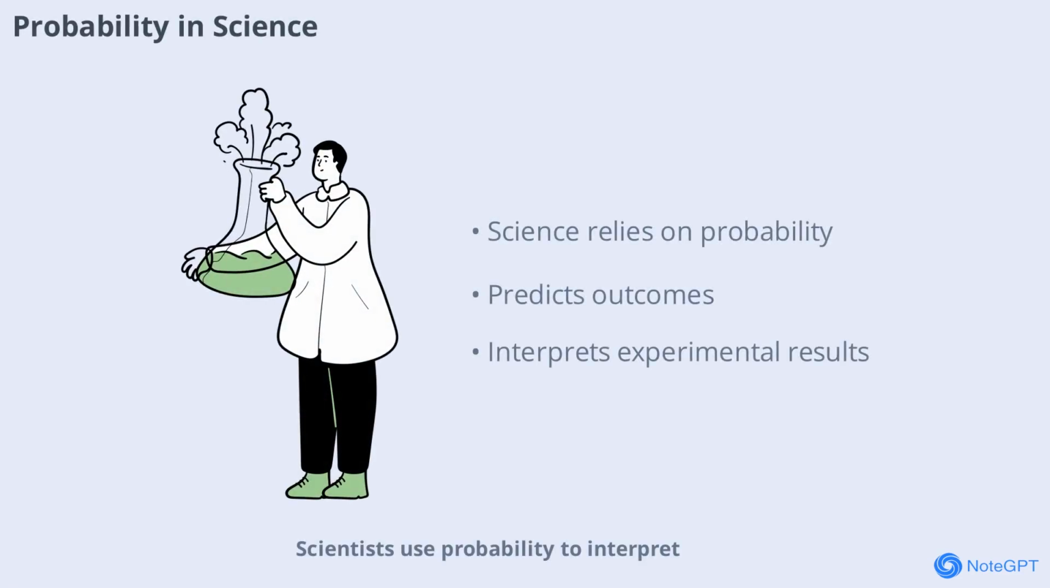Scientists use probability to interpret experimental results and make predictions. For example, in genetics, probability helps predict the likelihood of inheriting certain traits. In physics, it's used to describe random processes. Probability is a fundamental tool for scientific discovery and understanding.